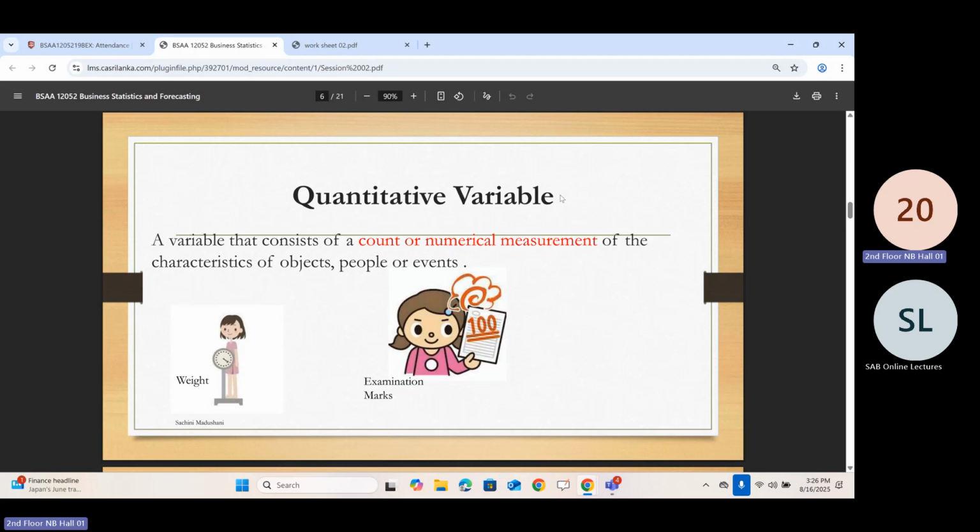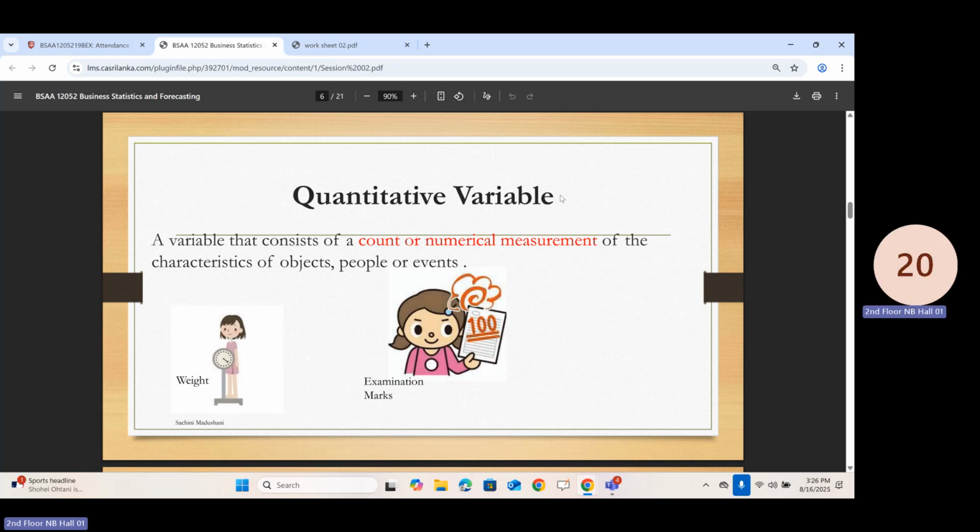We can say 50 kilograms, 45 kilograms, 30 kilograms. These kinds of variables we call quantitative variables. Is it clear? Any variable that can be measured numerically we call a quantitative variable. Qualitative means the opposite. If a variable cannot be measured numerically, we call it qualitative.